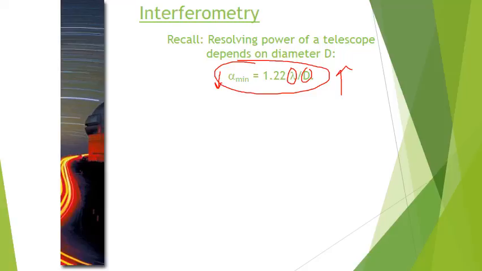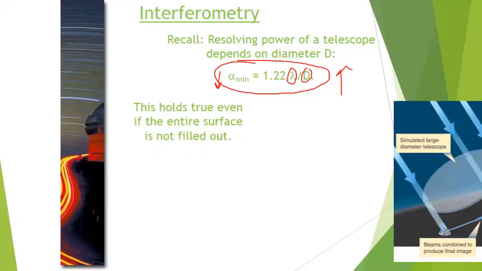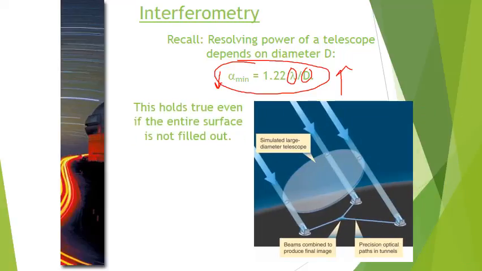But let's think about other types of light other than just visible light. What if we're talking about radio telescopes? Well, radio waves are really, really big. And therefore, since the wavelength is really large, the angular separation between two objects has to be pretty large in order to see them as two distinct objects. Since that lambda gets really large, you also have to make the D really, really large. And sometimes it's impractical to make a telescope that large.